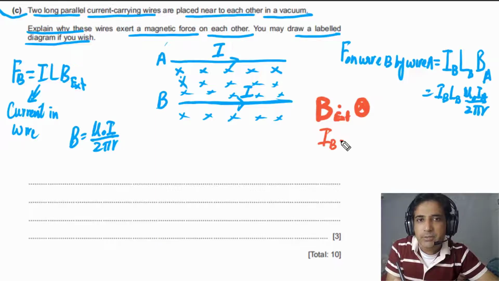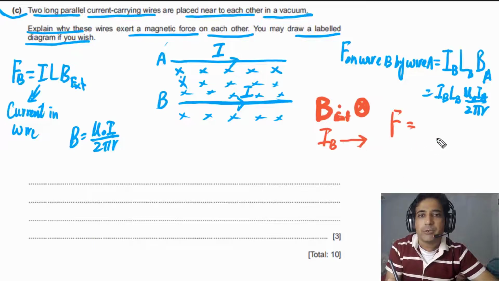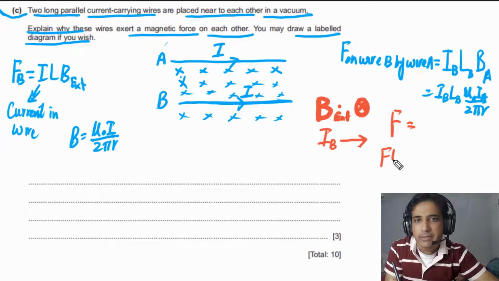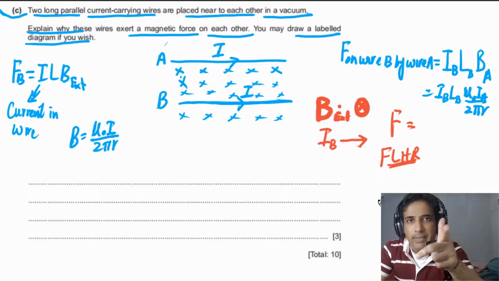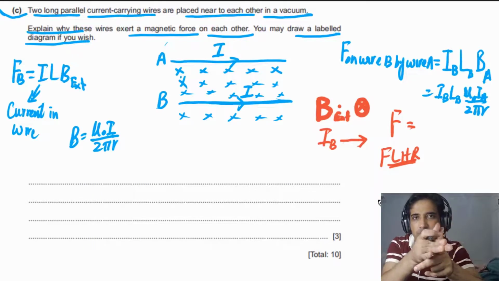This current is to the right and we need to find out the force on this wire. So we have to use Fleming's left hand rule, and we can find out the direction of force on wire B. In this case we have a magnetic field that is into the page, meaning this finger is pointing into the page, and current is to the right.